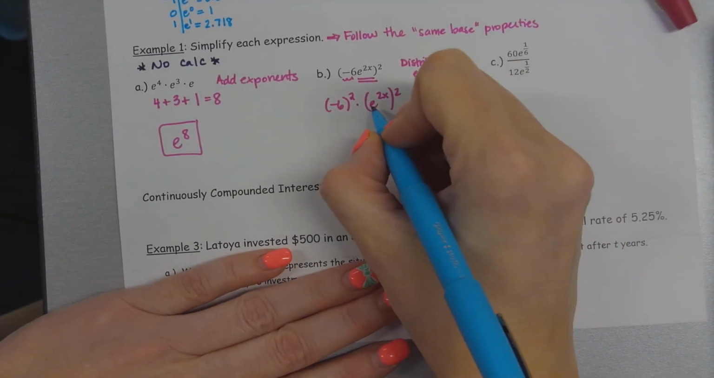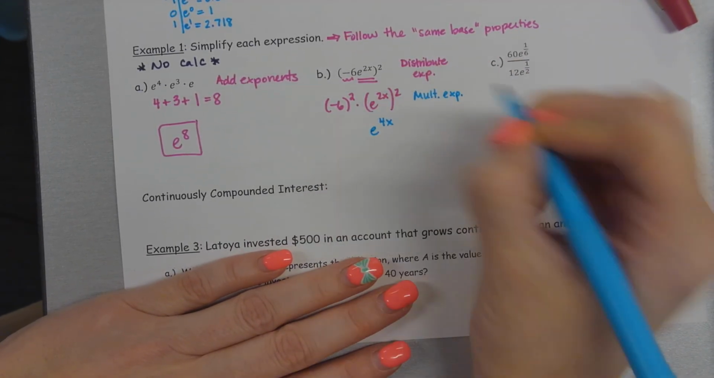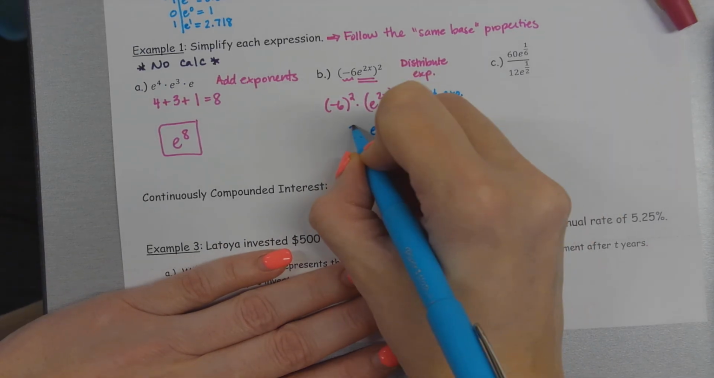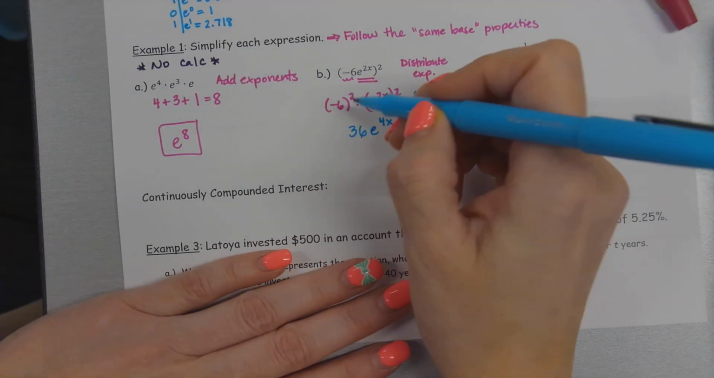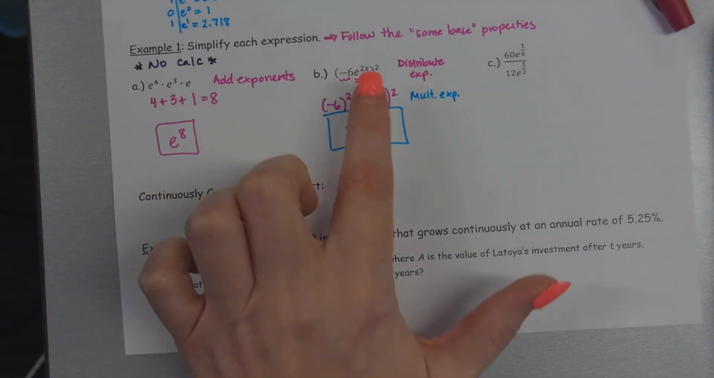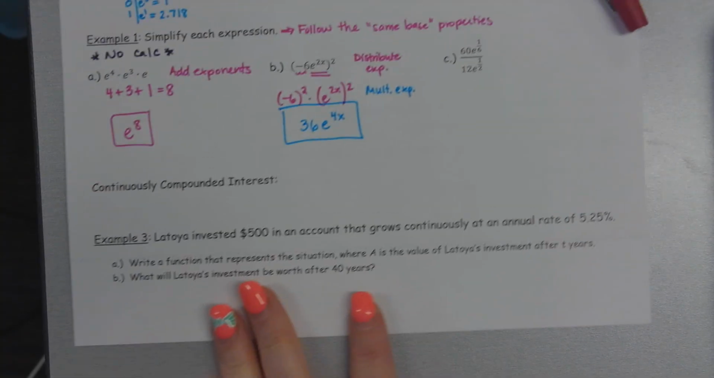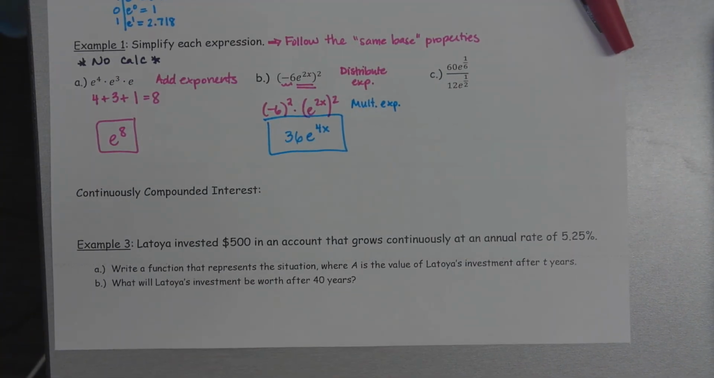Okay, so if you have e to the 2x to the second, that's going to be e to the 4x. -6 squared is going to be 36. So this is your final answer. So you have to make sure you apply the 2 to the number, okay, and to your base e.